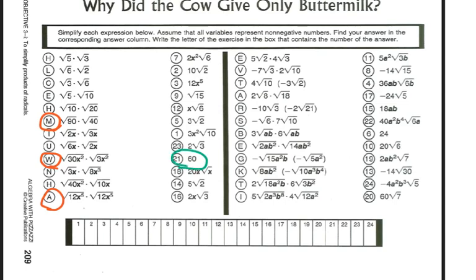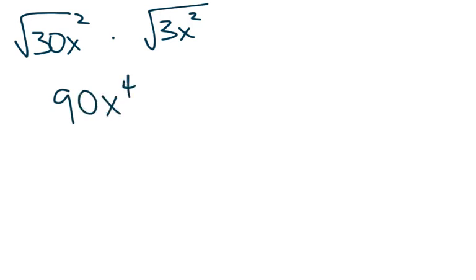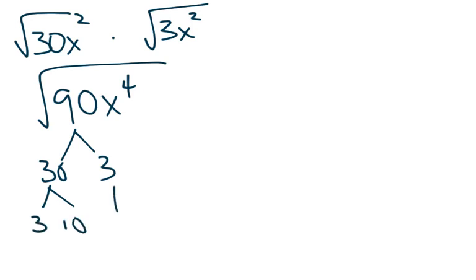Okay, the next one says 30x squared times 3x squared. Okay, well that would be 90x to the 4th. And 90 breaks down to 3 and 30, obviously, because we just did that. And then again to 3 and 10. And then one more time to 2 and 5. So I really have 3, a 2, a 5, and a 3.